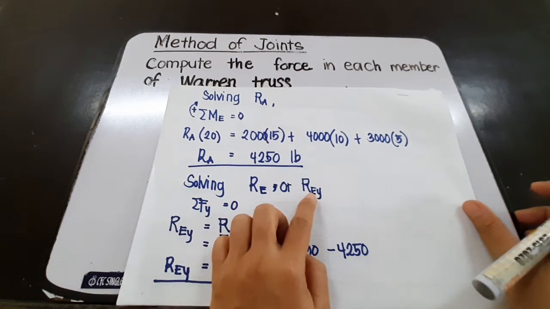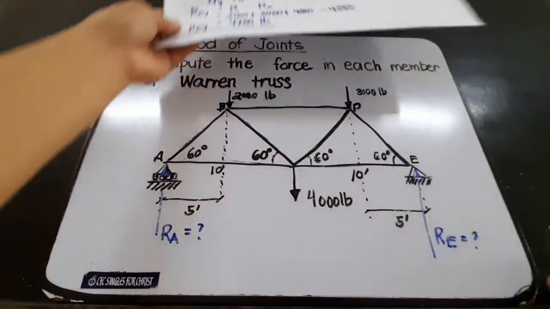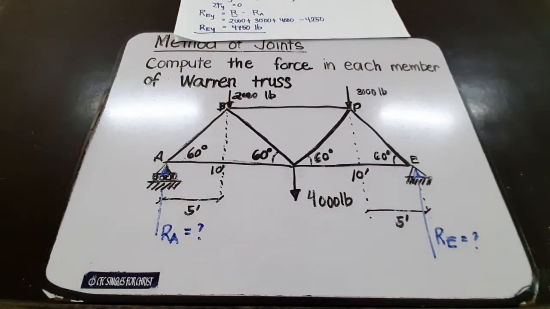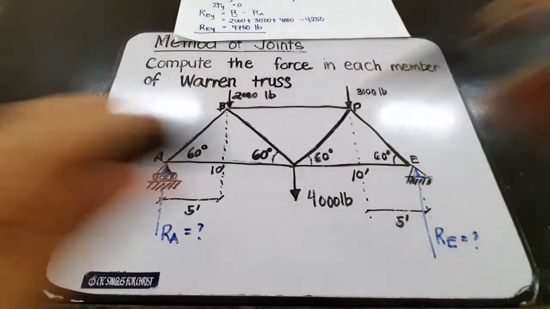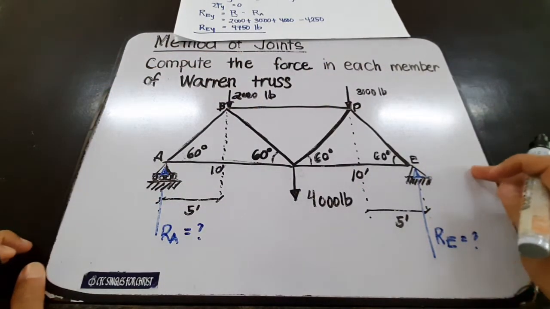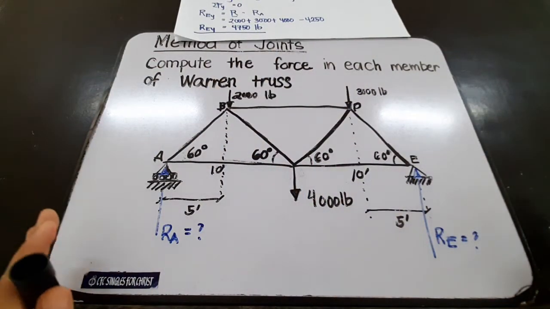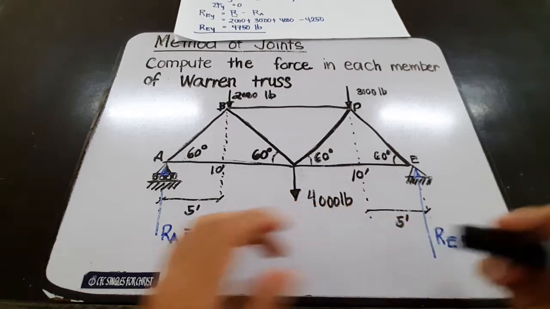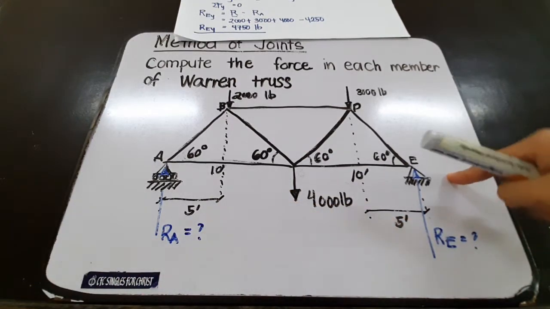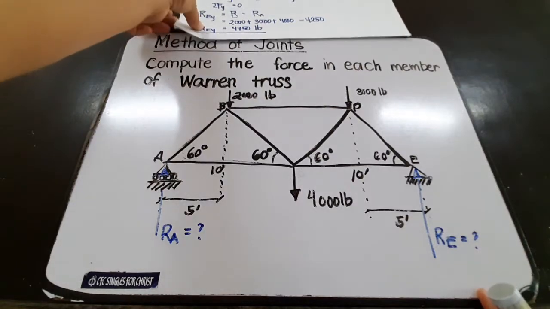Or this is the Y component at E. Okay, so since we have a pin at E, it should have RE, the Y component, and Rx. But since in the external forces there is no force which is along the x-axis, it is safe to assume that the X component of the reaction at E is equal to 0. And so we only have REY or RE.